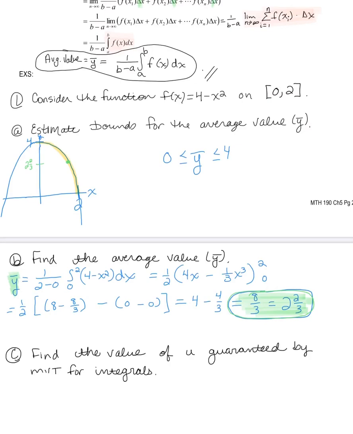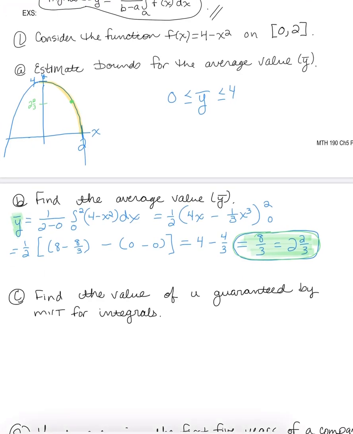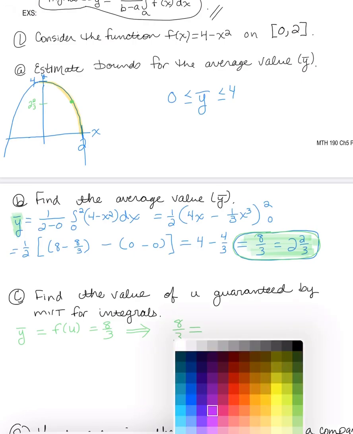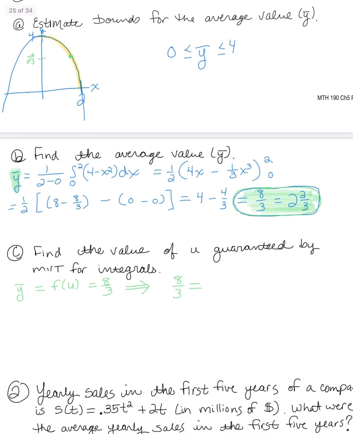Now let's find the value of u that's guaranteed by the mean value theorem. What we just found with y bar, that's the f of u. So y bar is equal to this 8 thirds, and we're looking for the corresponding input value. So we're setting this 8 thirds equal to our function, which was 4 minus x squared. So we're setting that equal to 4 minus u squared, since I'm finding a value for u here.